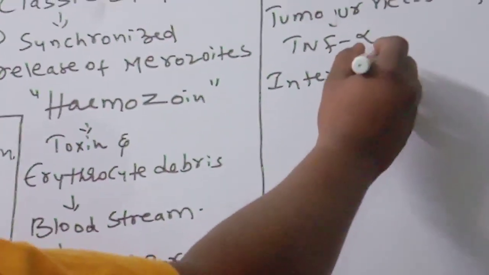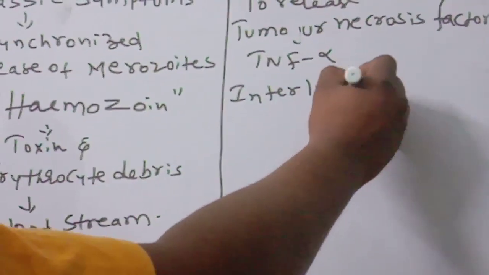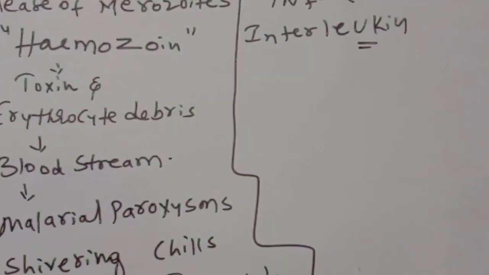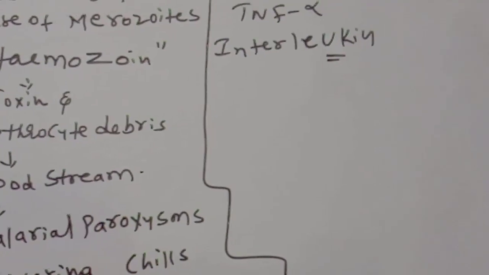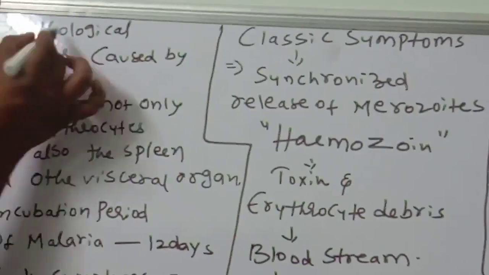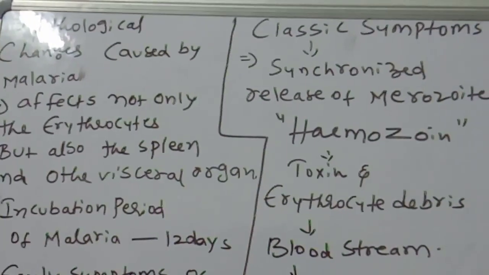Interleukin also will come out. Okay children, observe very carefully. These points you should have to observe very carefully. So, pathological changes, the disease changes caused by malaria.